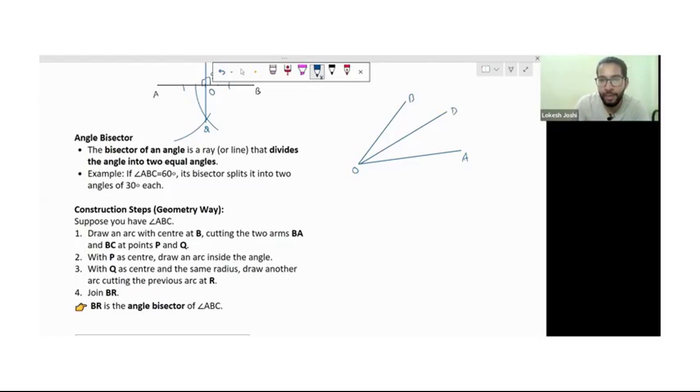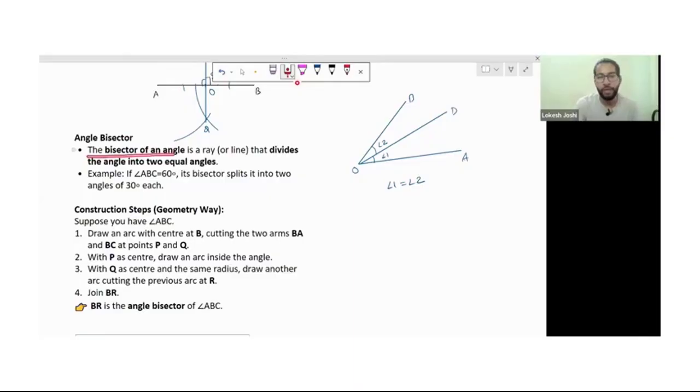The angle bisector is the line OD such that these two angles are equal. Suppose this one is angle 1, this one is angle 2. We can say OD is the angle bisector only when angle 1 is equal to angle 2, which means the angle bisector divides the angle into two equal parts. It's written there, the same thing.